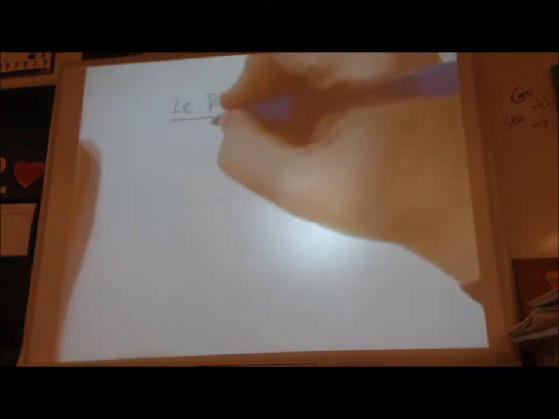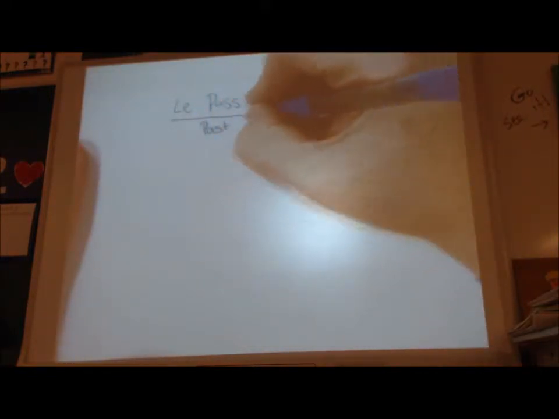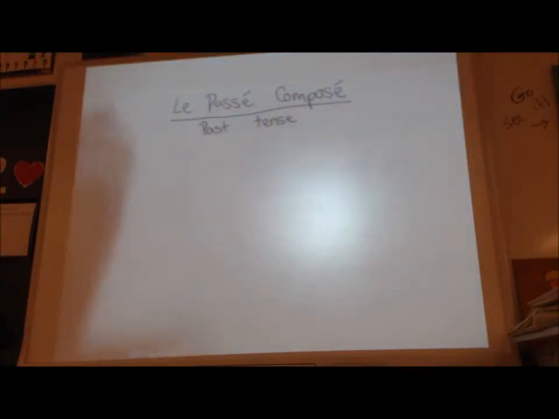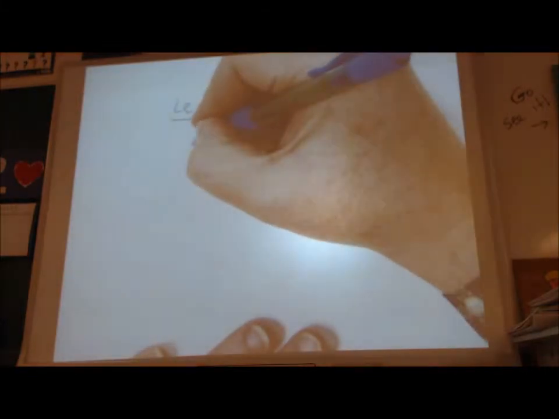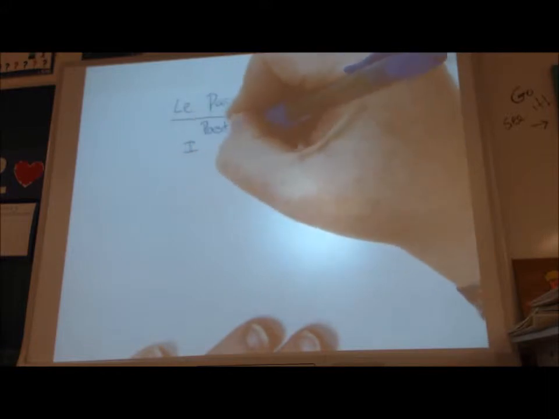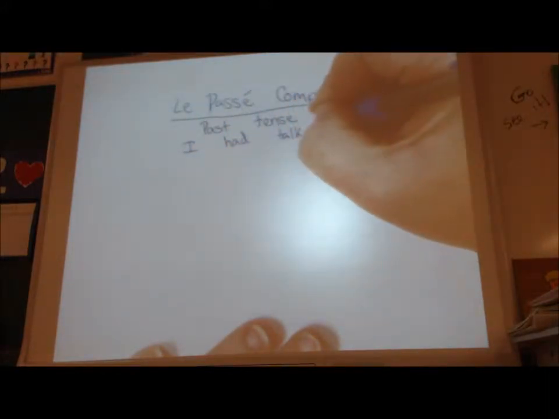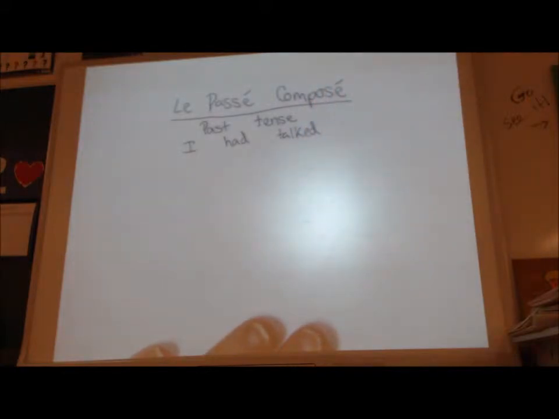Okay, so le passé composé in French is the name of a tense, and it is the past tense. That's what the passé composé means. It means the past tense. And so I always like to start things off in English. So let's go with the phrase in English. I had talked with my friend.